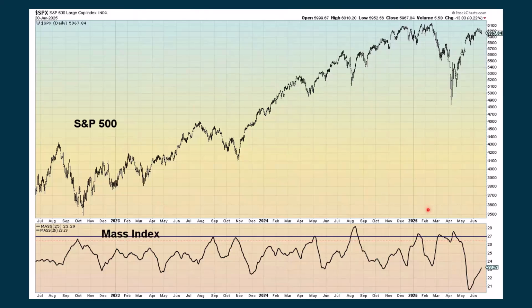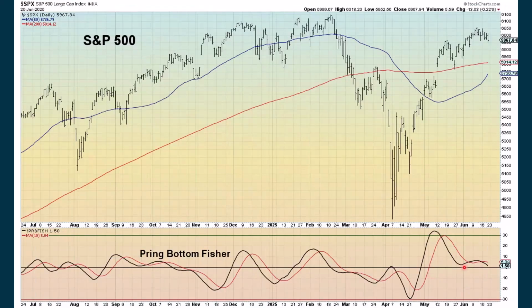The mass index is not close to the red dash line or the blue line, so there's been no need to show this. And we were actually trying to generate a praying bottom fisher buy signal here, but that didn't last very long as stocks have started to go sideways. So we dropped back down below the red line, so that buy signal has now gone away.